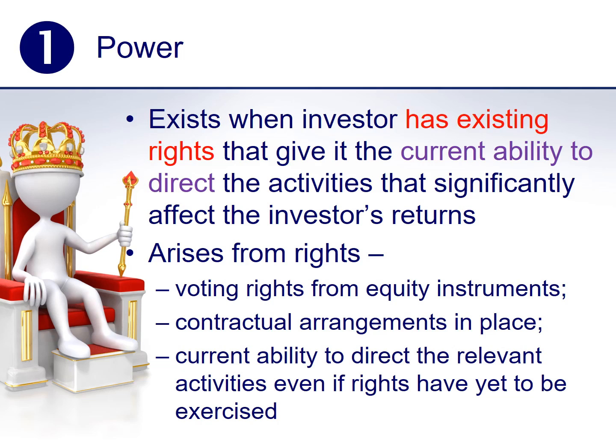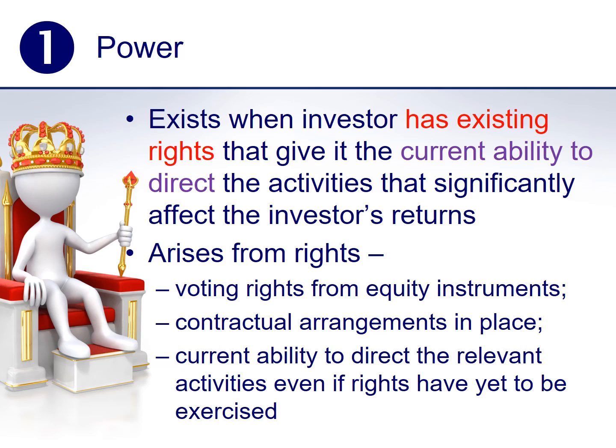Let's look at each one of these elements in more detail. The first of the elements is power. Now, power exists when an investor has existing rights that give it the current ability to direct the activities that significantly affect an investor's returns. Power can arise from voting rights, from equity instruments. So in a typical scenario where you've got a company that has share capital and shares that are issued to shareholders, if one share equals one vote, then power would typically rest with the entities relative to their voting rights represented by their shareholding. But power doesn't necessarily only come from shareholding.